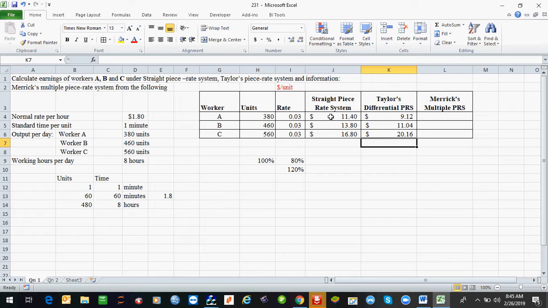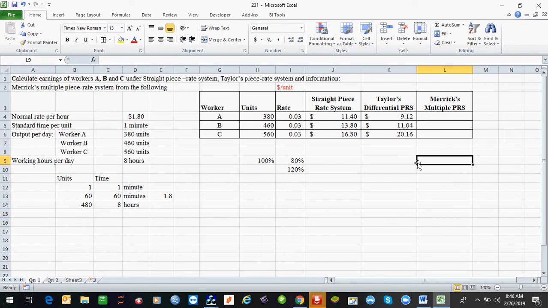So if you can see the difference, on straight piece rate A is getting $11.40, and using Taylor's differential, $9.12. Worker B is getting $13.80 on straight piece rate, on Taylor's $11.04. Worker C, $16.80 straight, Taylor's differential, $20.16.